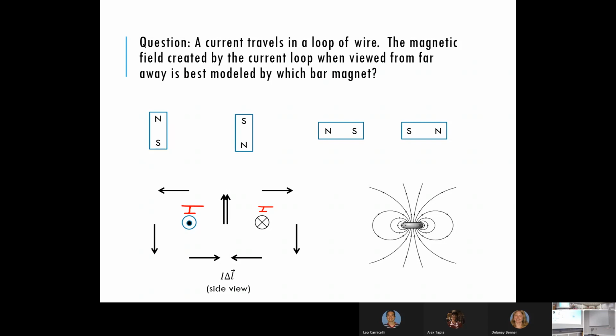And let's see, Cassie mentioned it. It goes from, magnetic fields emanate from which pole, go to which pole? North to south. So which of these 4 bar magnet arrangements would produce the exact same magnetic field in terms of what it looks like? What say you? The first one, I agree.